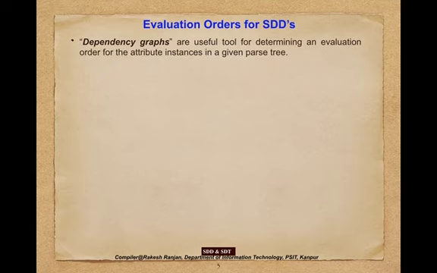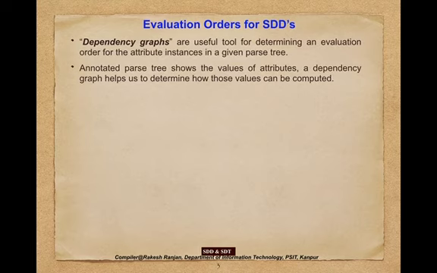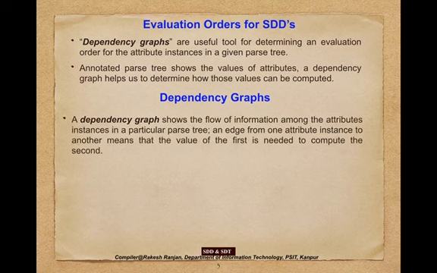First, obviously, it depends on the dependency, that is, the dependency graph. Dependency graphs are useful to determine an evaluation order for the attribute instances in a given parse tree. An annotated parse tree shows the value of attributes. A dependency graph helps us to determine how those values can be computed. A dependency graph shows the flow of information among the attribute instances in a particular parse tree.